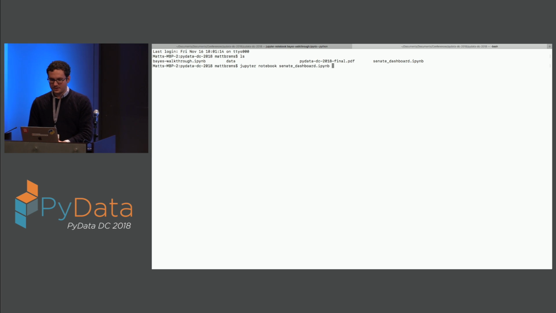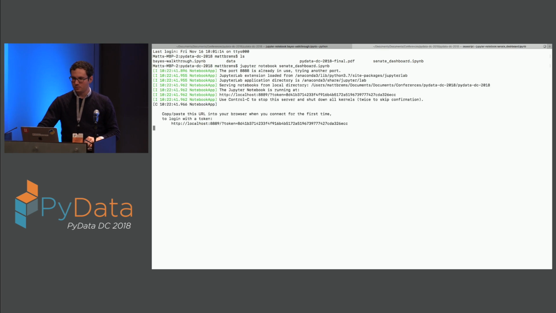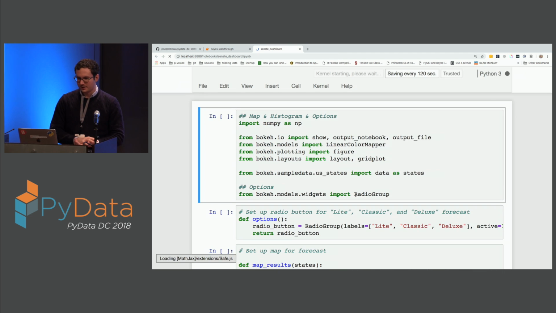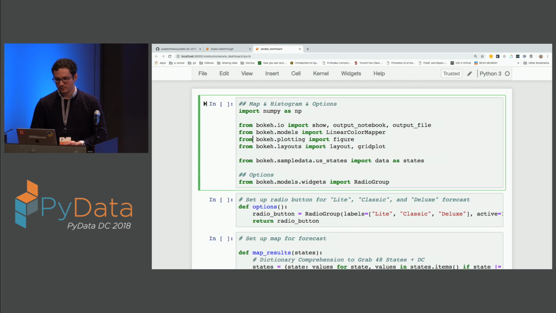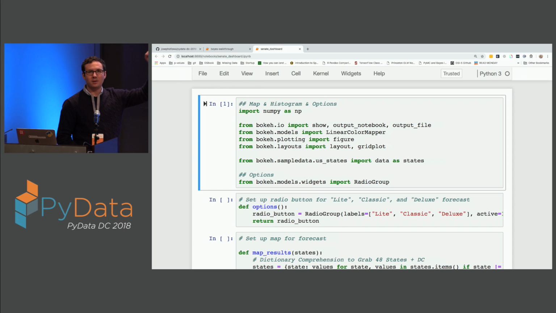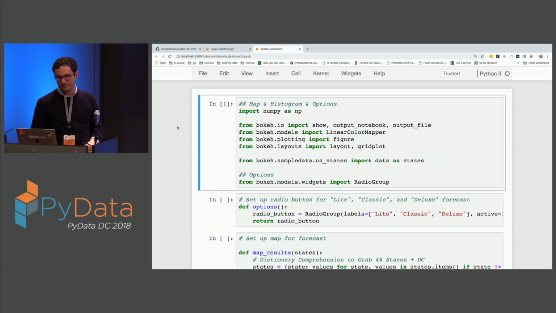So I'm going to open up the Senate dashboard IPython notebook, or Jupyter notebook, I should say. Up here, we have a lot of imports. We're going to generate a map, we're going to generate a histogram, and we're going to generate options for this, so that if we wanted to look at the light versus classic versus deluxe, we could do that.